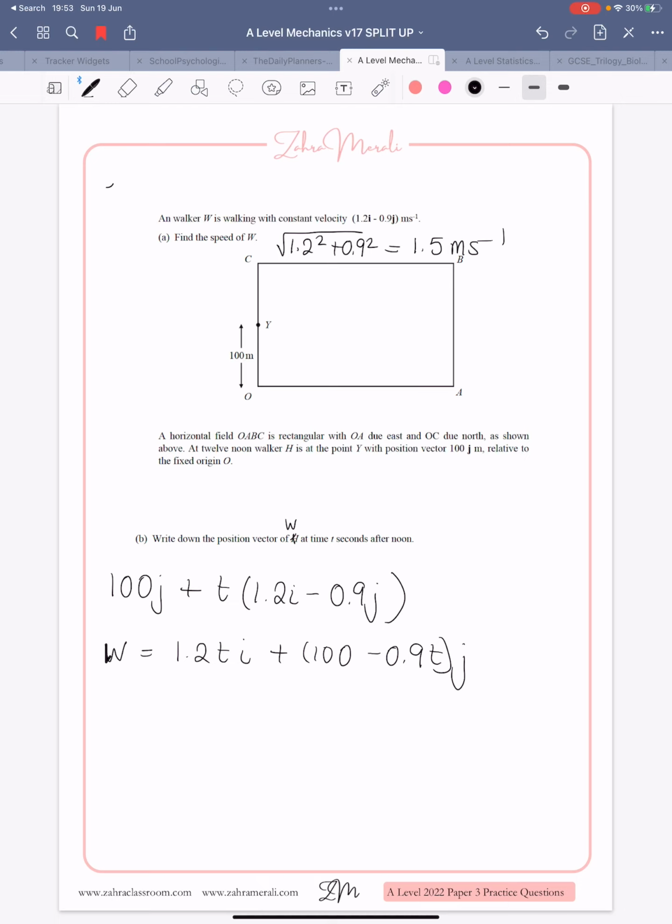Okay, so it's a walker and that is this position vector. Now what that means is effectively starting here, every single second, it's as if he's going 1.2 along minus like that, but he's not really doing that. He's going along that diagonal. So that's what that represents, where he is at every second.